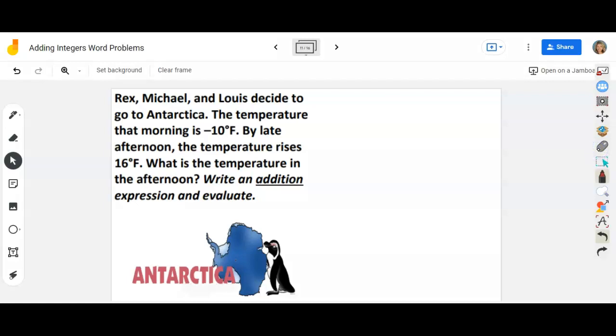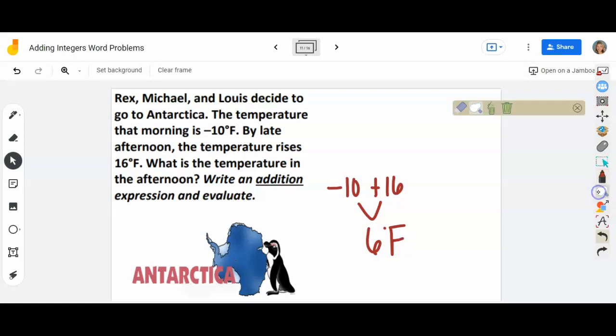Rex, Michael, and Lewis decide to go to Antarctica. The temperature that morning is negative 10. By late afternoon, the temperature rises 16. So that's negative 10 plus 16. My signs are different, so I subtract. And by that afternoon, the temperature is 6 degrees Fahrenheit. My bigger number is positive, so my answer stays positive.